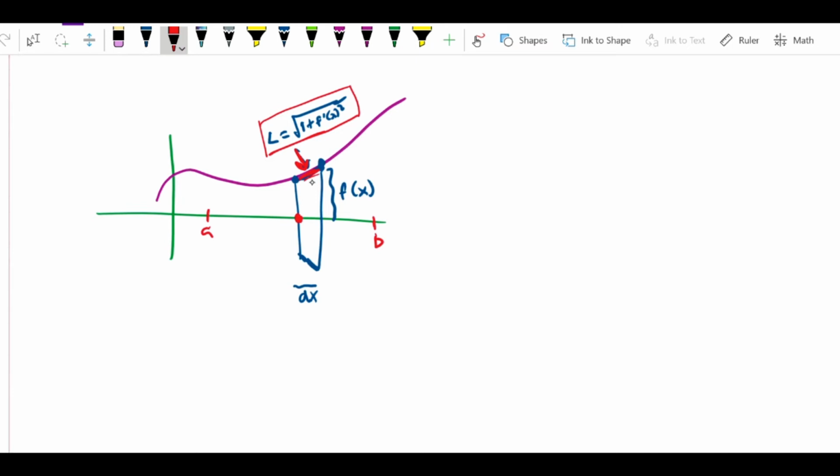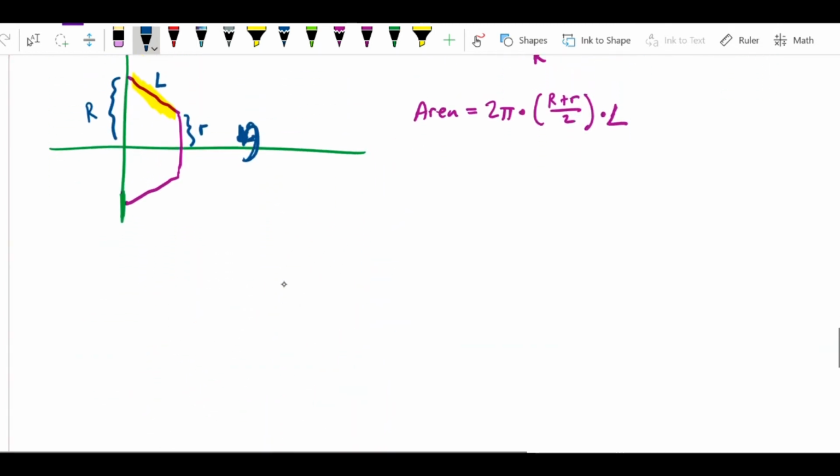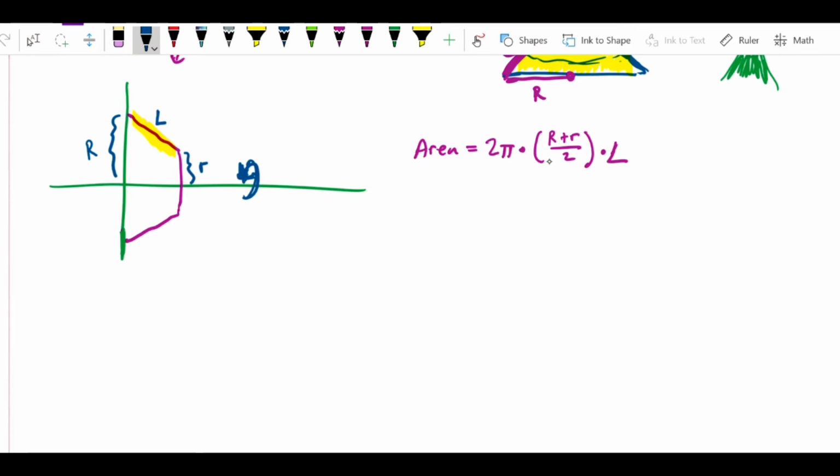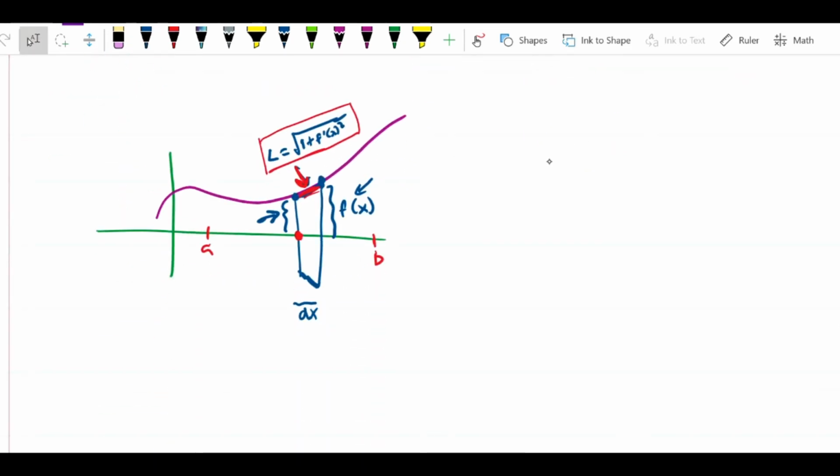We then have just the 2 radii. But here's the thing to note about the 2 radii. Because dx is such a tiny, tiny, tiny quantity, the difference between this distance and this one is not going to matter. We're just going to treat it as being non-existent, and we're going to say that the 2 radii are actually the same. That means that the average of the 2 radii is simply the 1 radius. And we know that basically the distance between the curve and the x-axis is just f of x.